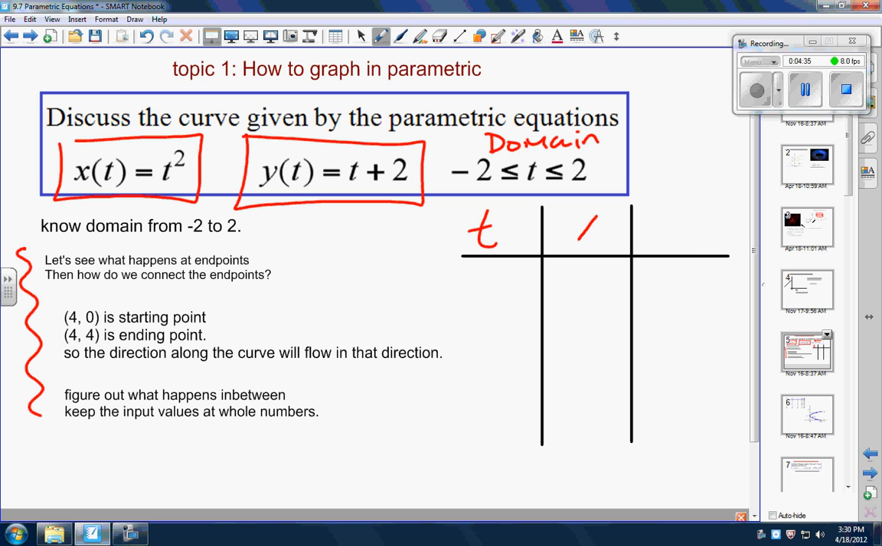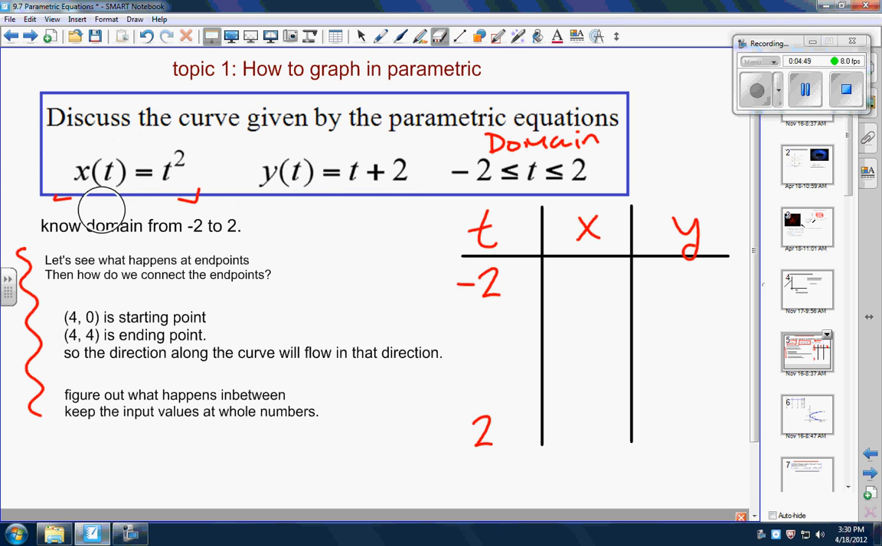So we're going to take some times, some x's, and some y's and figure out all the points. My domain says I start at -2 and I end at 2. So those are the values that I'm going to look at first. So you literally just have to go here.